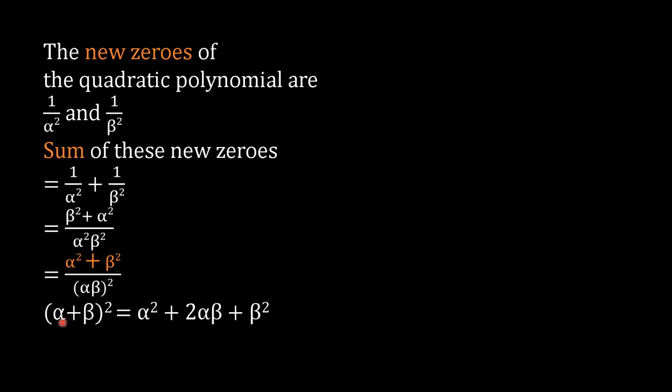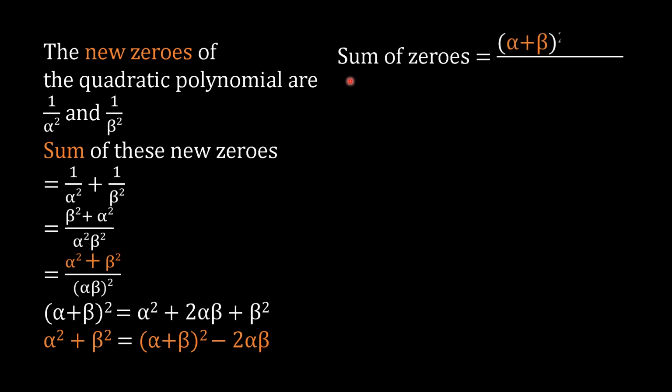We have alpha plus beta whole squared equals alpha squared plus 2 alpha beta plus beta squared. We write alpha squared plus beta squared equals alpha plus beta whole squared minus 2 alpha beta. This goes to the left hand side, so it becomes minus. So in place of alpha squared plus beta squared, we can substitute alpha plus beta whole squared minus 2 alpha beta, and write sum of zeros equals alpha plus beta whole squared minus 2 alpha beta, divided by alpha beta whole squared.